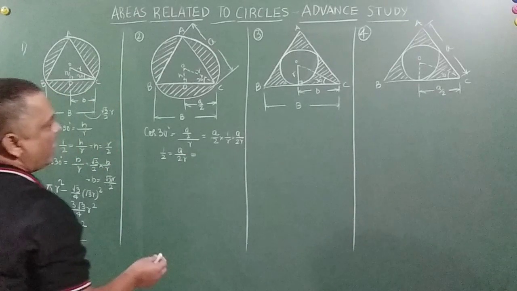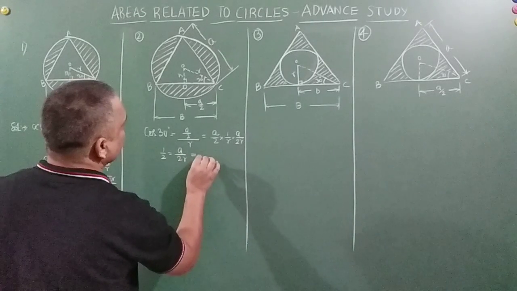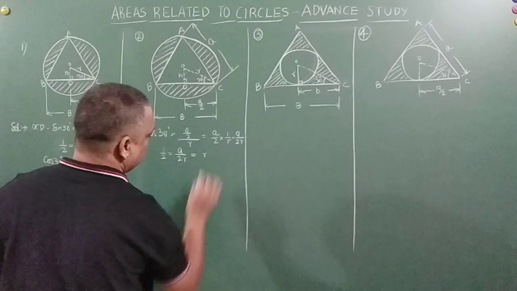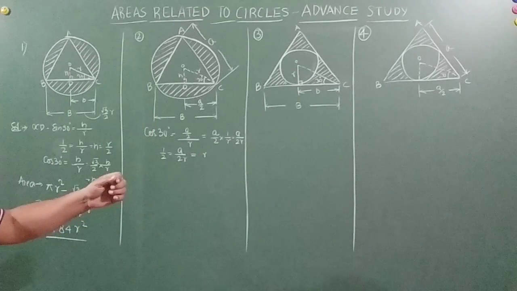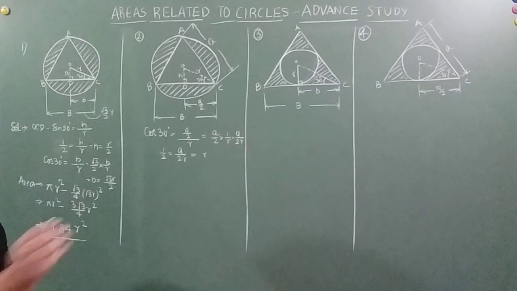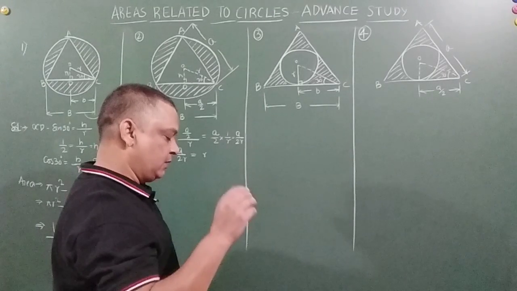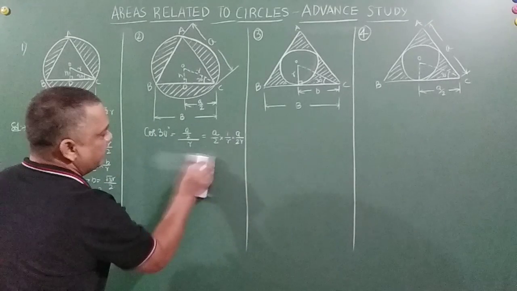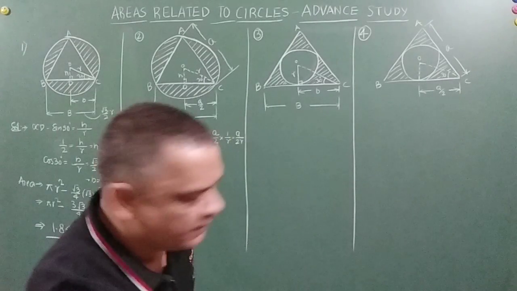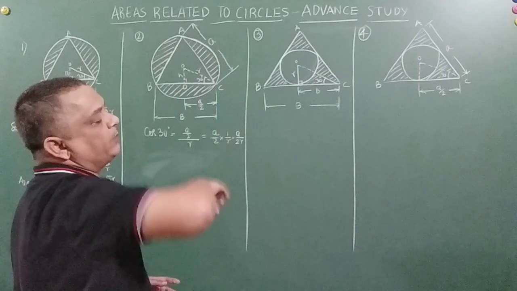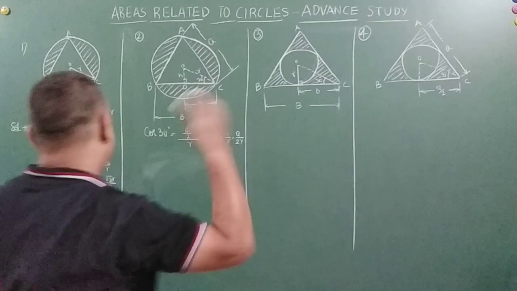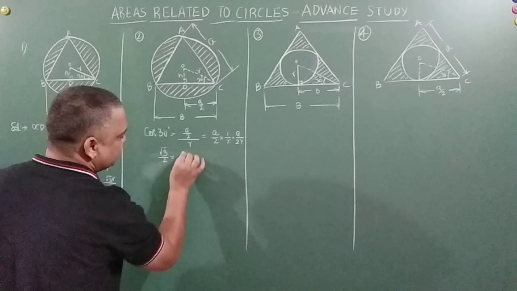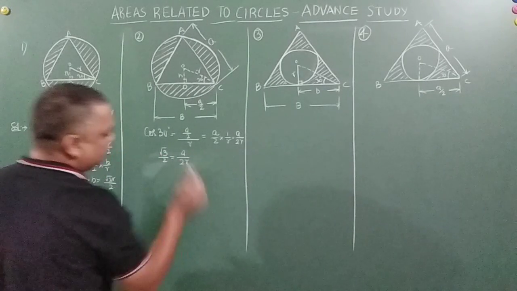So now, r is equal to how much? Oh, I'm so sorry, friends. So sorry. Cos 30 will be root 3 by 2, which is equal to a by 2r.